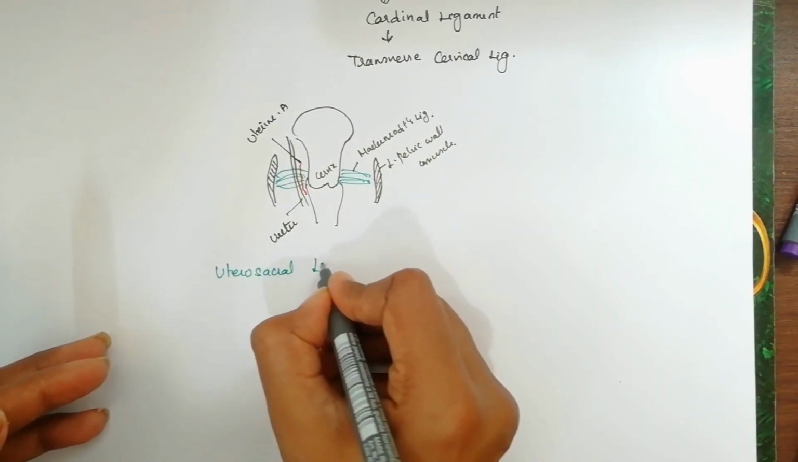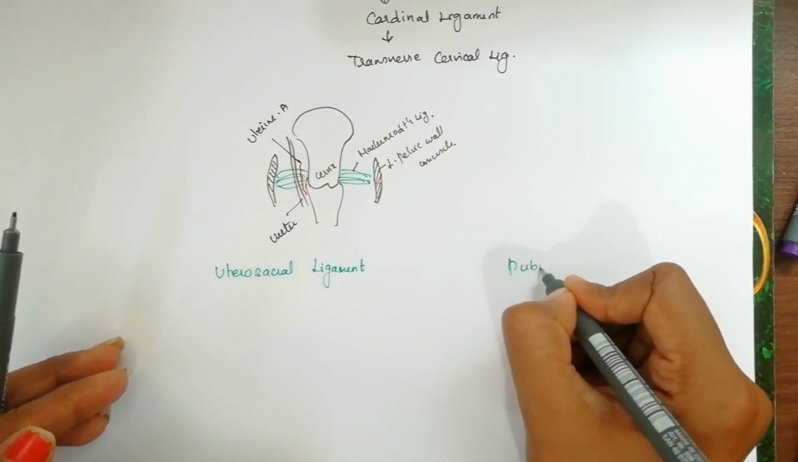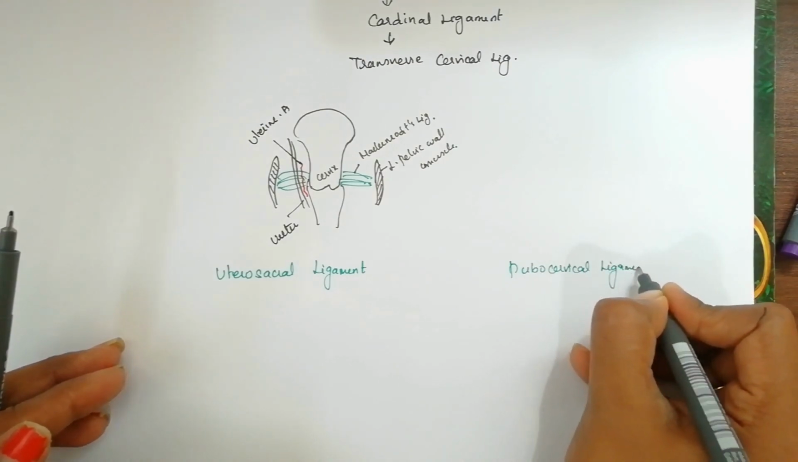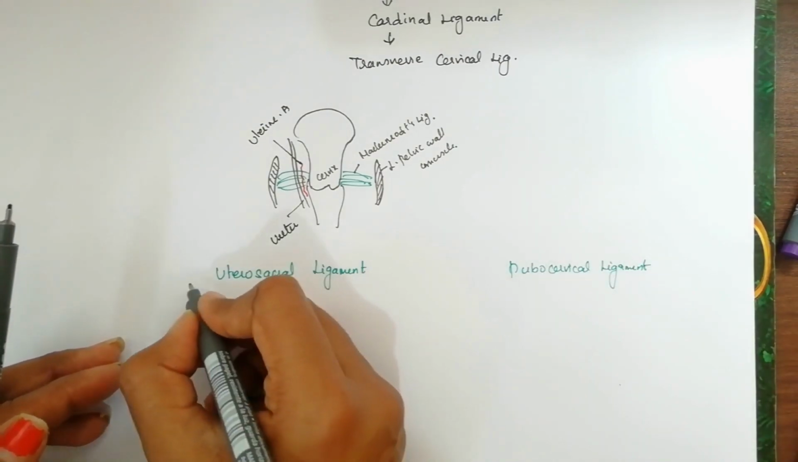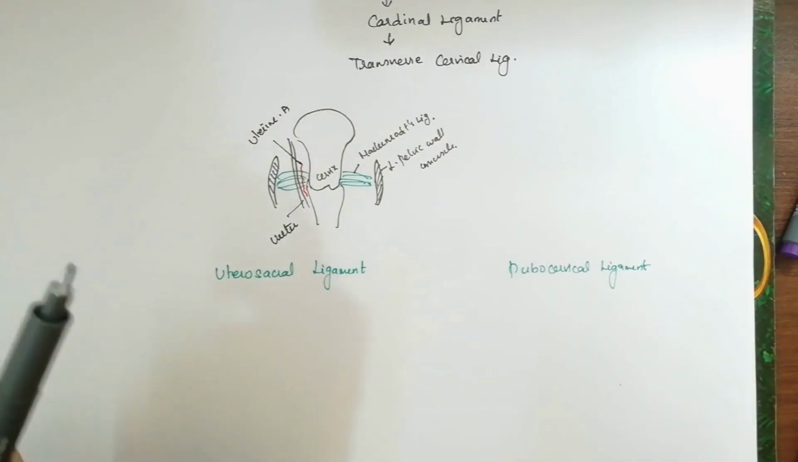Uterosacral ligament and pubocervical ligament. Actually speaking, this is the posterior ligament, this is the anterior ligament. That is the only difference. I will show you in a picture.